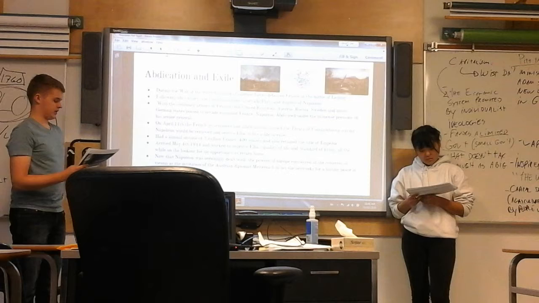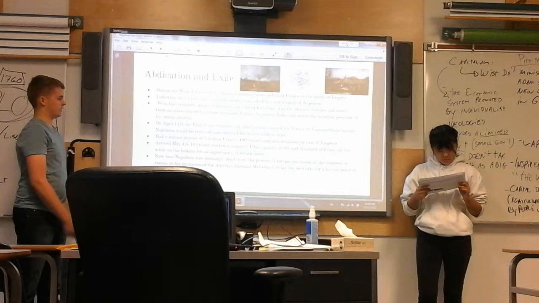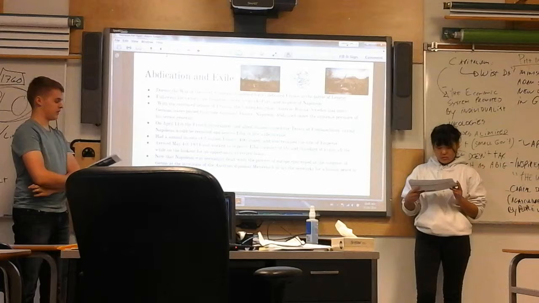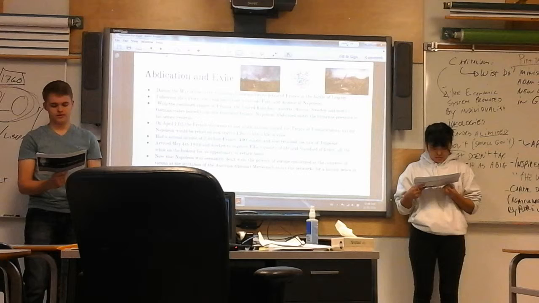So on April 11th, the French government and the Allied nations signed the Treaty of Fontainebleau, saying that Napoleon would be removed and sent to Elba to live a life in exile. He lived a pretty nice life. Elba's a pretty nice island. Also, he had an annual income of 2 million francs, 400 guards. They let him retain the title of emperor. He arrived May 4th in 1814 and worked to improve Elba's quality of life, standard of living and industrial complex, all the while looking for an opportunity to return home.